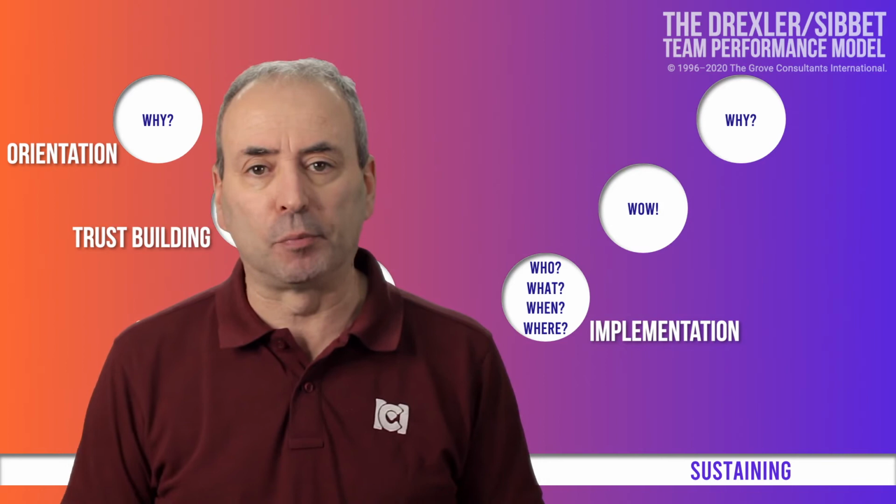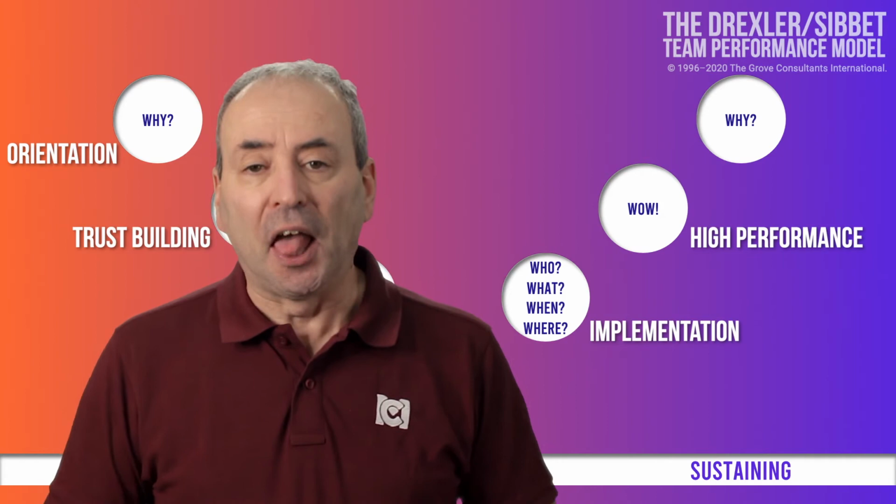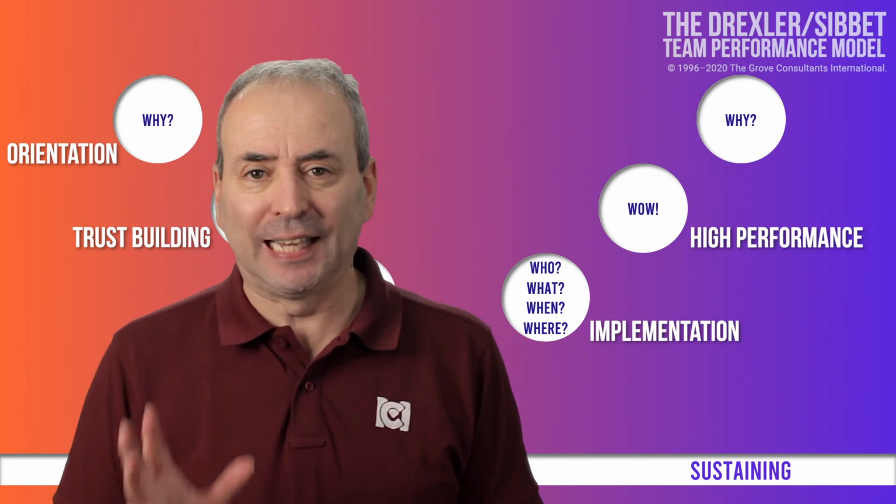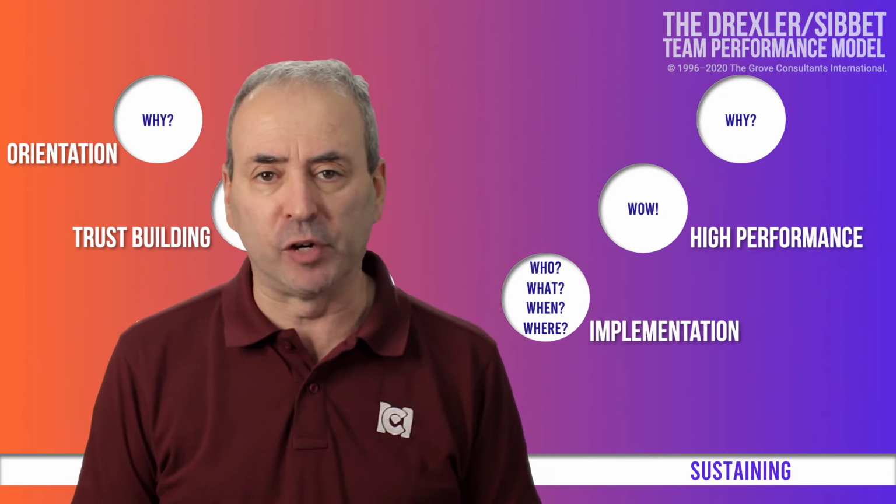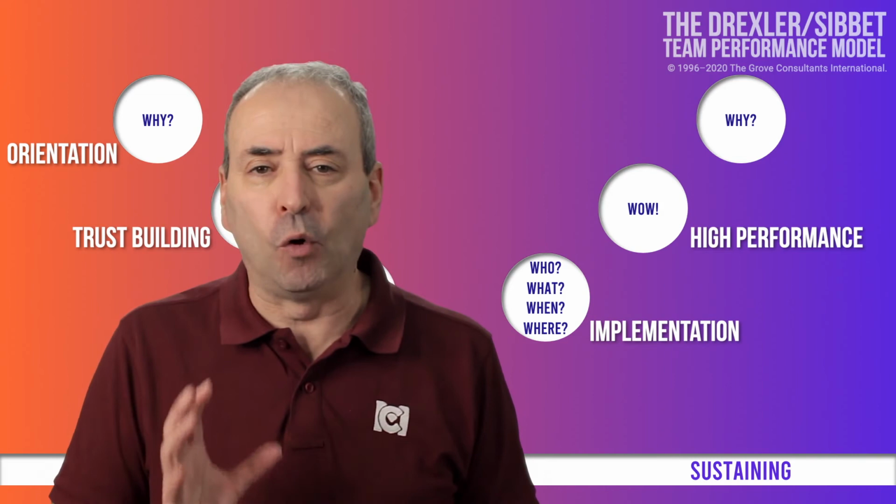The high performing stage comes next. This is where the team is starting to work well together. It's a fantastic feeling. They are working the plan. They are delivering whatever it is they've been charged to create. You can think of this stage as harvesting the investment of all of the other stages. You now have your high-performing team.